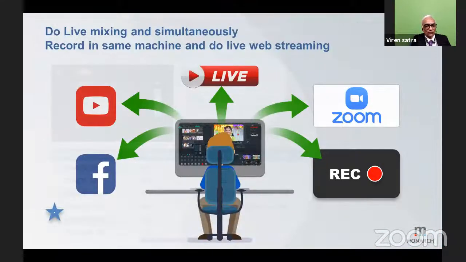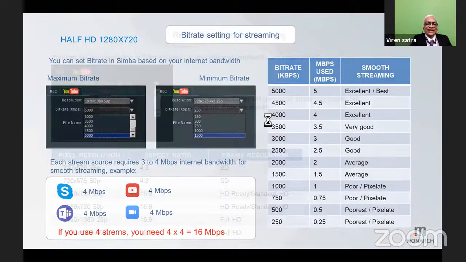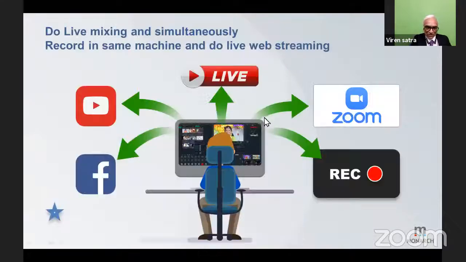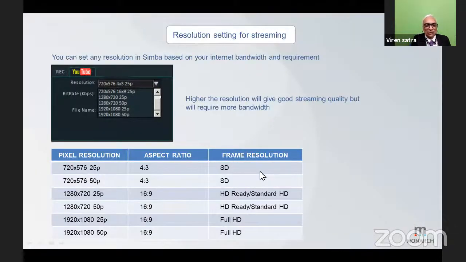Before we go further, I will explain what speed is required and what setting is required. Now we will show how YouTube, Facebook, and Zoom are to be done. In the Simba, you need to do the resolution setting. How do you need to do the resolution setting, basically? In Simba you need to do the setting. How the setting has to be done.